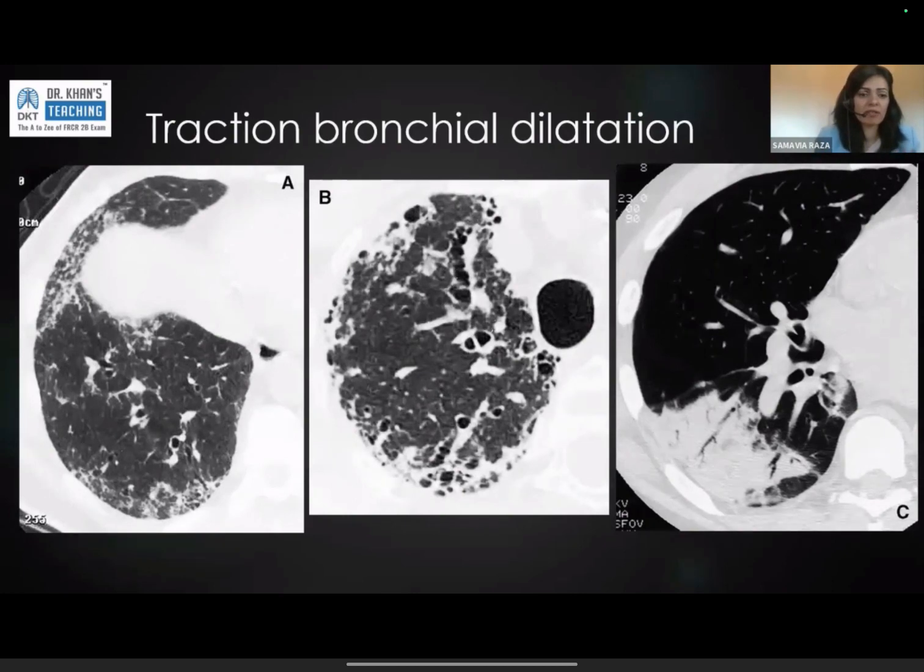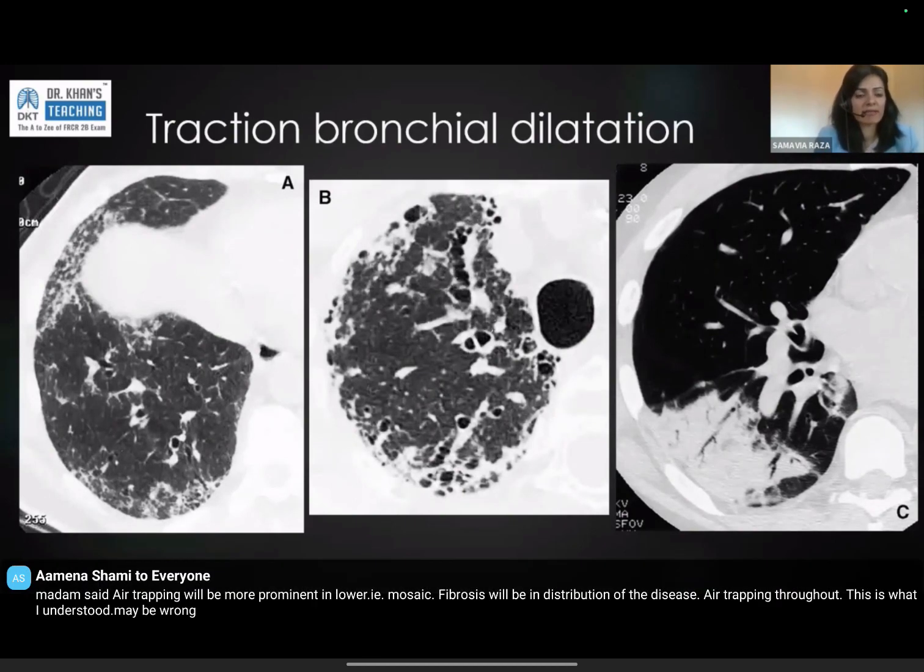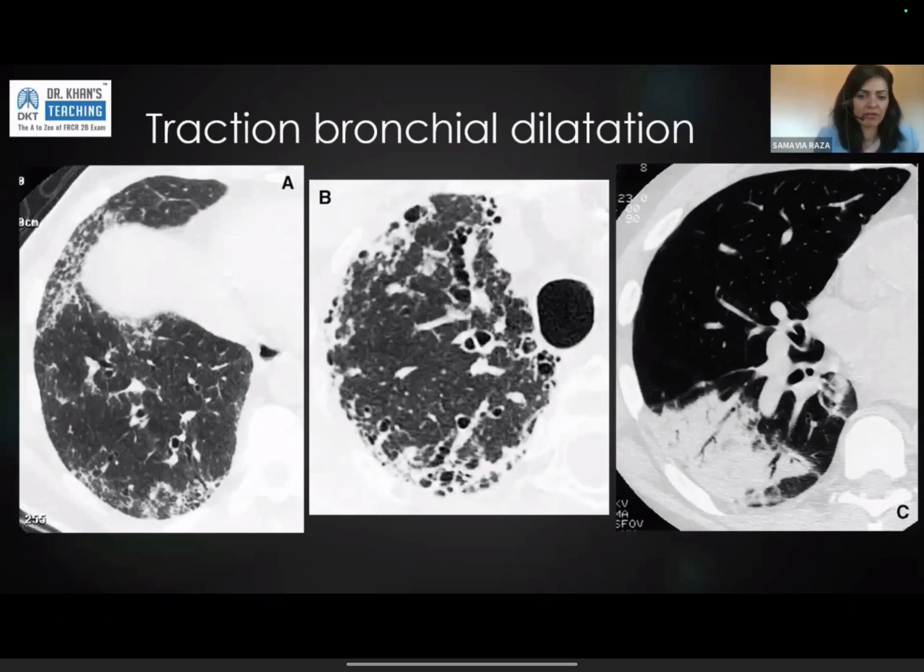NSIP historically used to be classified as cellular NSIP and fibrotic NSIP, but nowadays we just focus on calling it NSIP rather than trying to focus too much on which type of NSIP it is. So, a dilated bronchus where the lung around it is completely normal is primary bronchiectasis. A dilated bronchus where the lung around it is abnormal is traction bronchial dilatation. If that abnormality is traction, that is a UIP pattern. When the area around it is ground glass, you start thinking of NSIP.